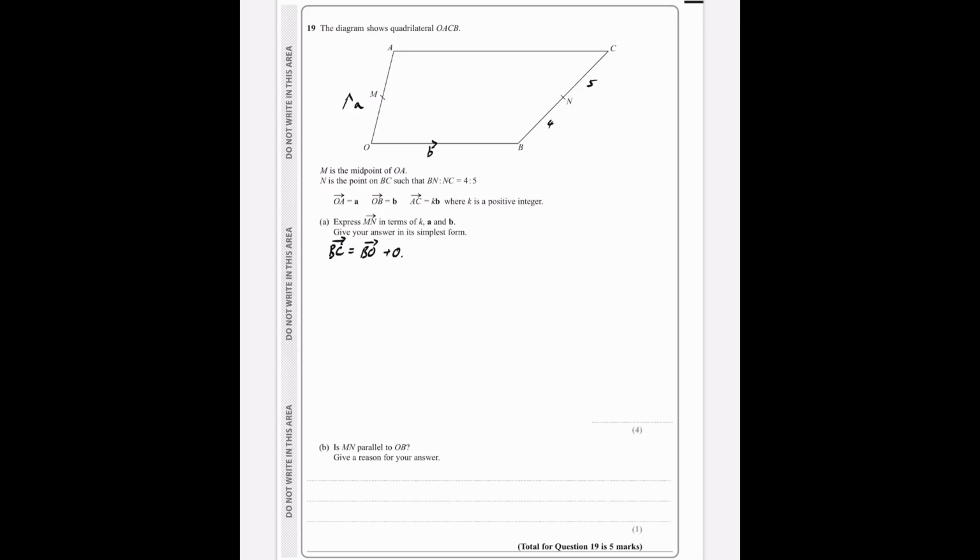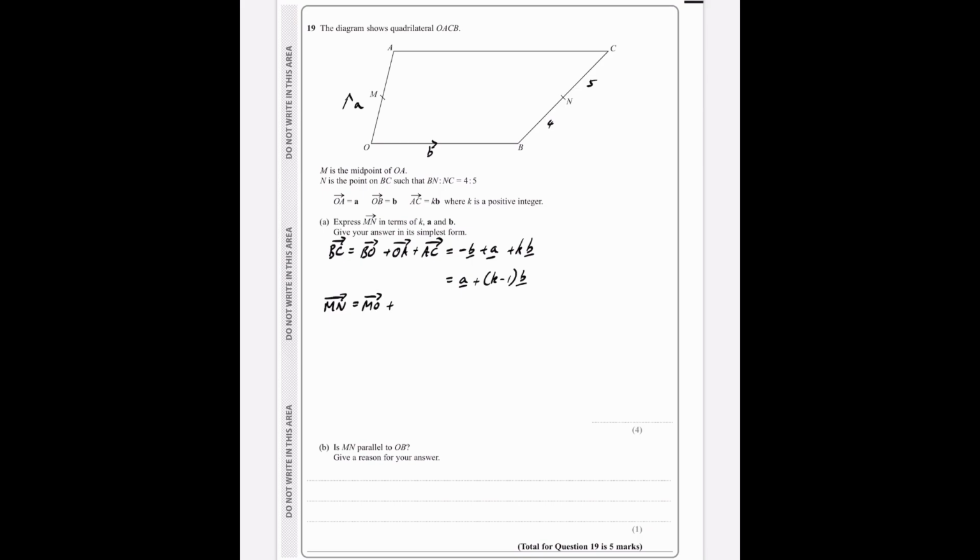So B to C is going to be the same as B to O plus O to A plus A to C, which is minus little b plus little a plus k lots of little b. Those are the 3 vectors they gave us in the question. I'm just going to factorise that to give me 1 lots of a and k minus 1 lots of b. You don't have to do that.